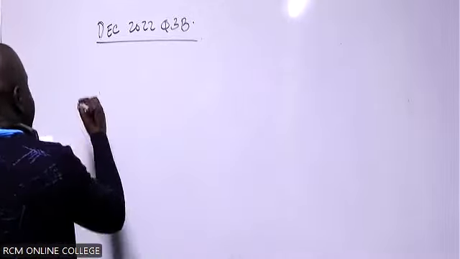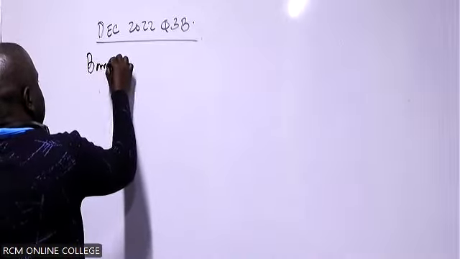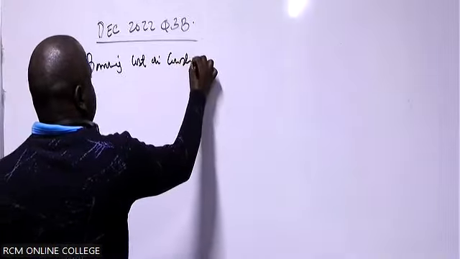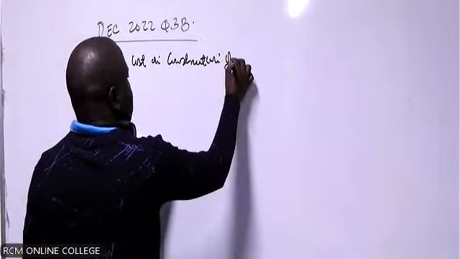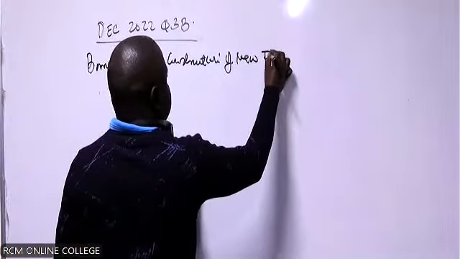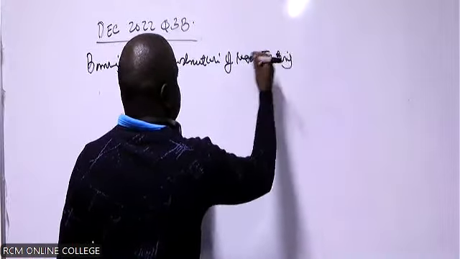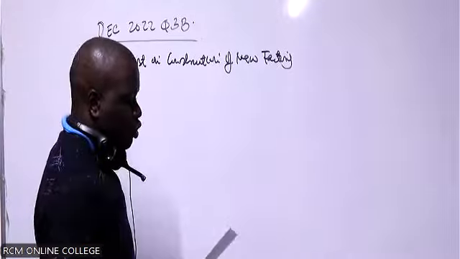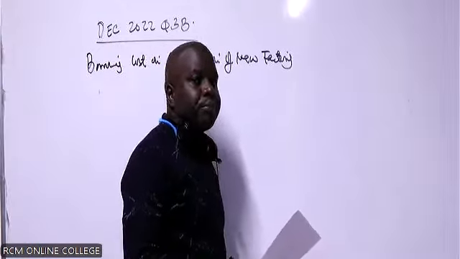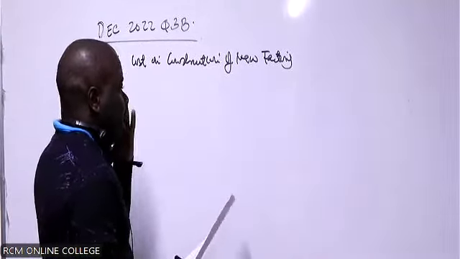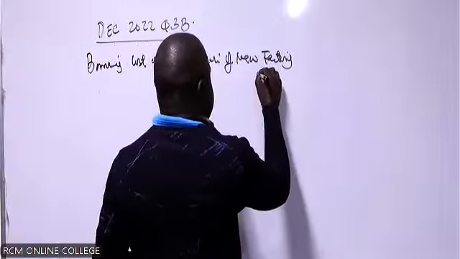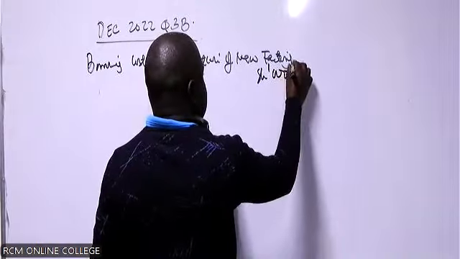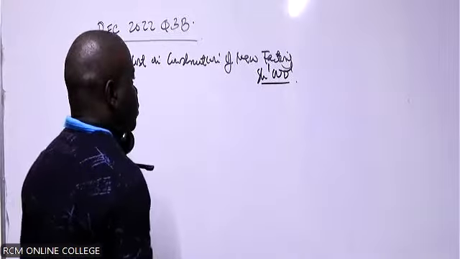So you can say borrowing cost on construction of the new factory. You can present a table. You can use shillings of thousands.